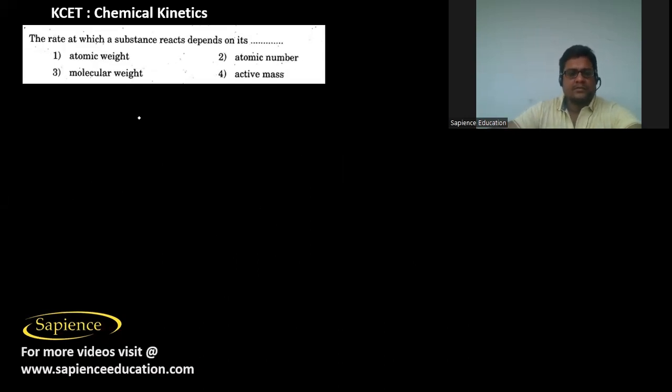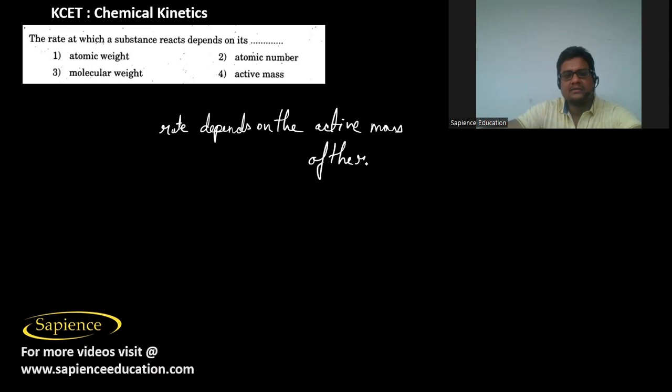Then it is told the rate at which a substance reacts depends on its atomic weight, atomic number, molecular weight, or active mass. So the rate at which a substance reacts depends on the active mass of the substance. Rate of the reaction depends on the active mass of the reactants. So option 4 is the correct answer.